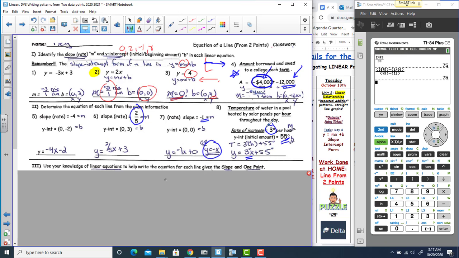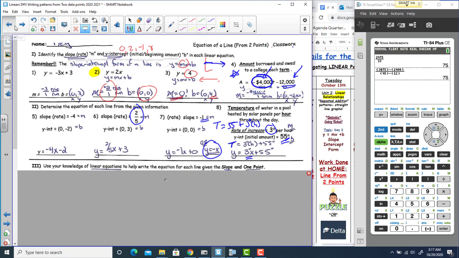If you want to include more appropriate variables for this circumstance or in the context of the question, you might use T, because we're measuring temperature, equals 3 degrees per hour plus 55. You could also say T equals start at 55 and increase by 3 degrees per hour. And that might be a little more interpretive as well.